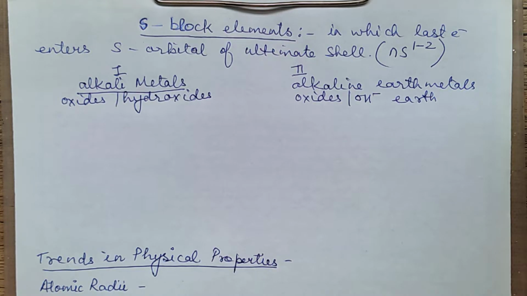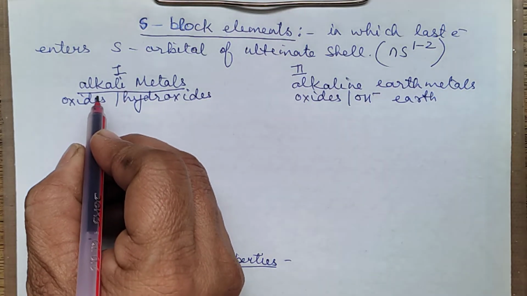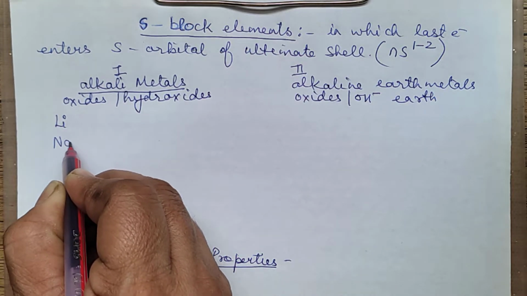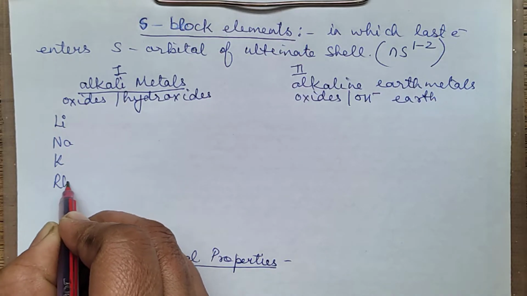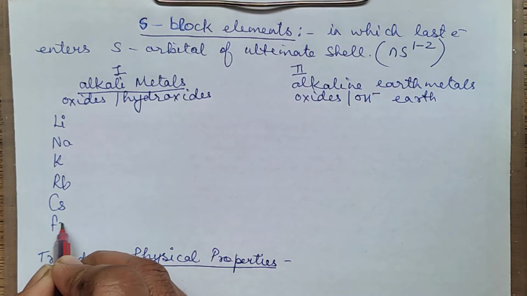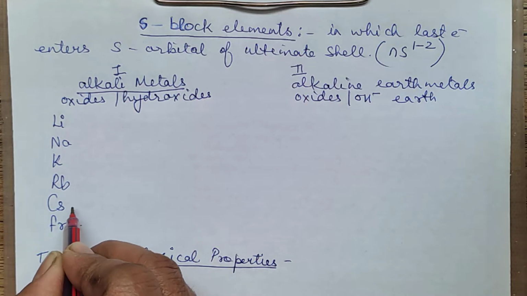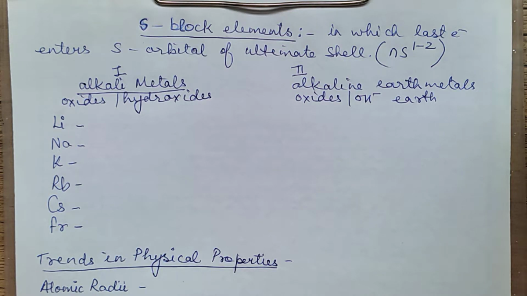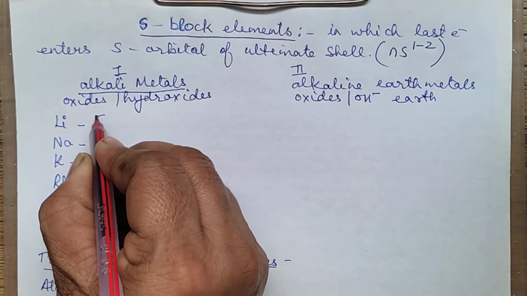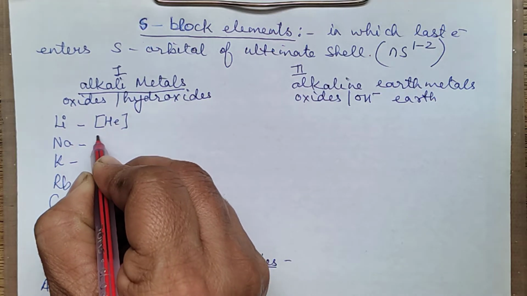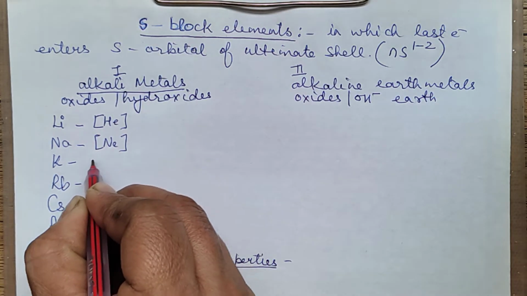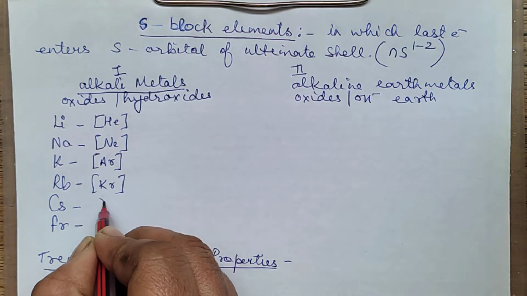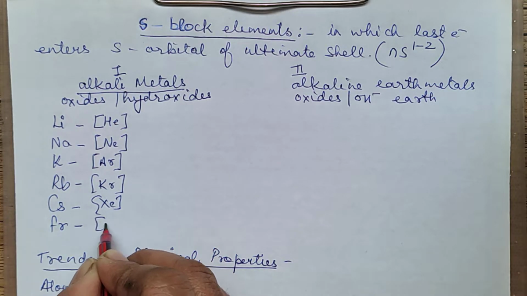Okay. Now, what elements can be included? Suppose we are writing the elements in group 1. The elements would be lithium, then you have sodium, potassium, rubidium, cesium, francium. Francium is a radioactive element. You can write their configurations taking help of the noble gases. Just remember the noble gases in order, starting from helium, neon, argon, krypton, then xenon and radon.